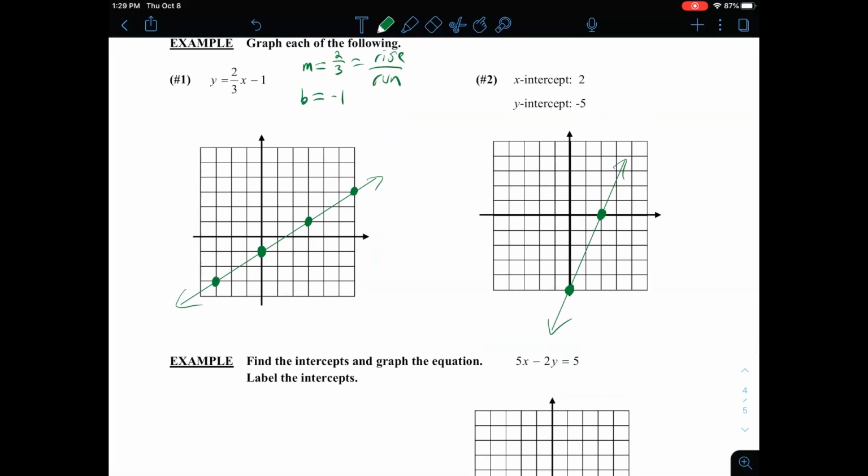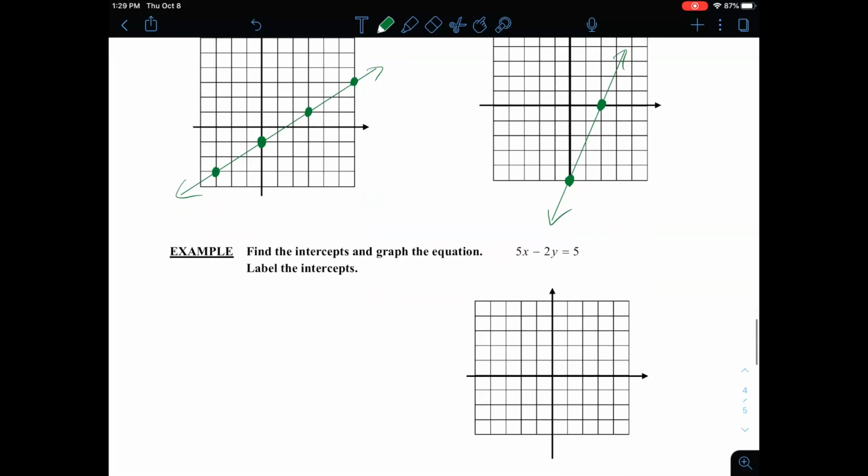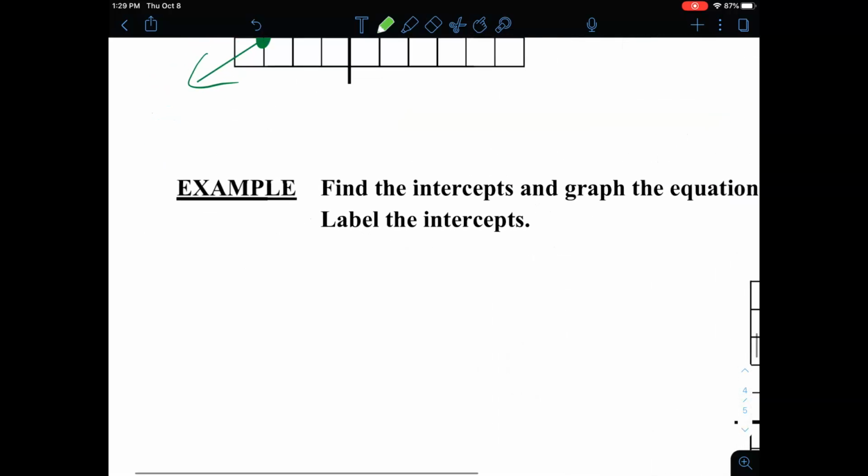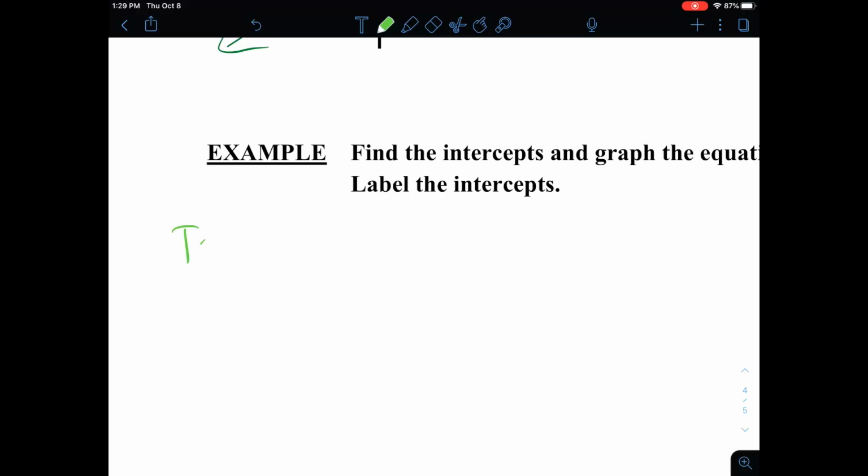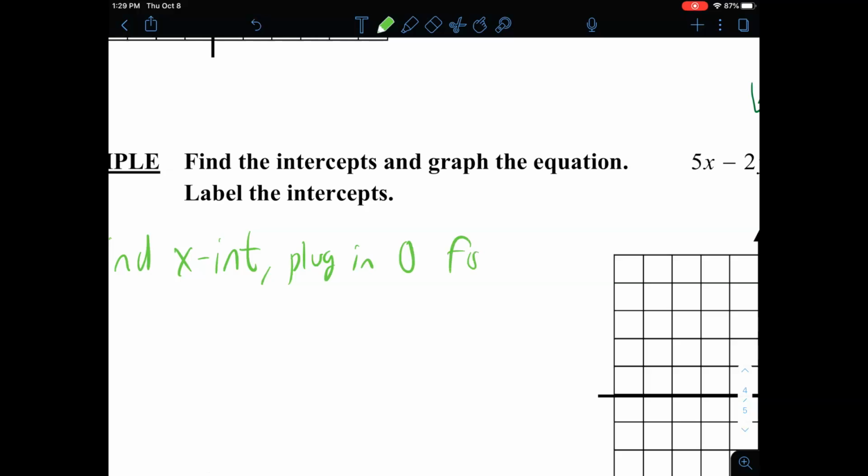All right, now we have one a little bit trickier here. I'm going to write down a couple more instructions here. It says find the intercepts and graph the equation. So we have 5x minus 2y equals 5. We need to label the intercepts. Okay, so to find the x-intercept, plug in 0 for y.